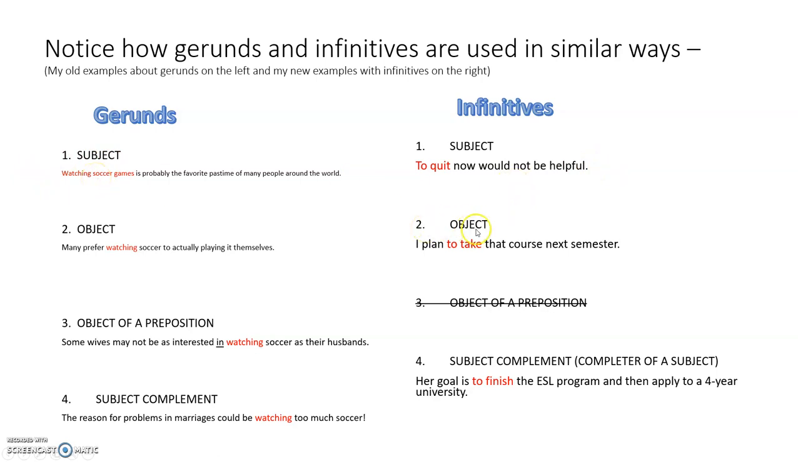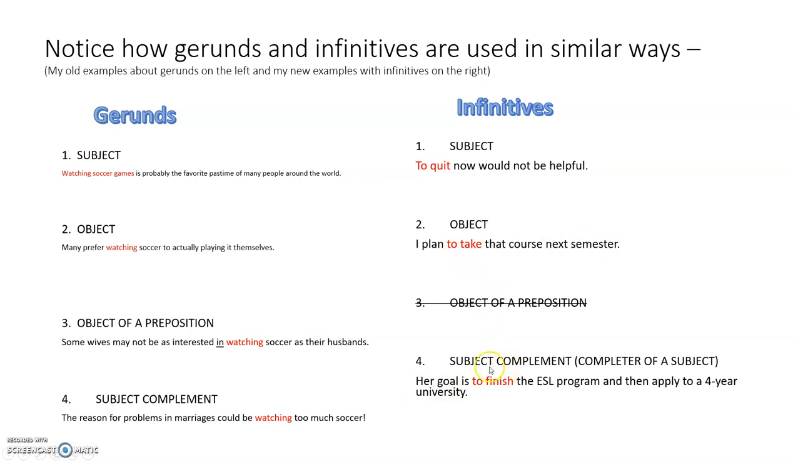Number two, an infinitive can be an object. I think this one's very, very common. I plan to take that course next semester. Subject I, verb plan, and to take is the object. I plan what? I plan something. What do you plan? I plan to do this.